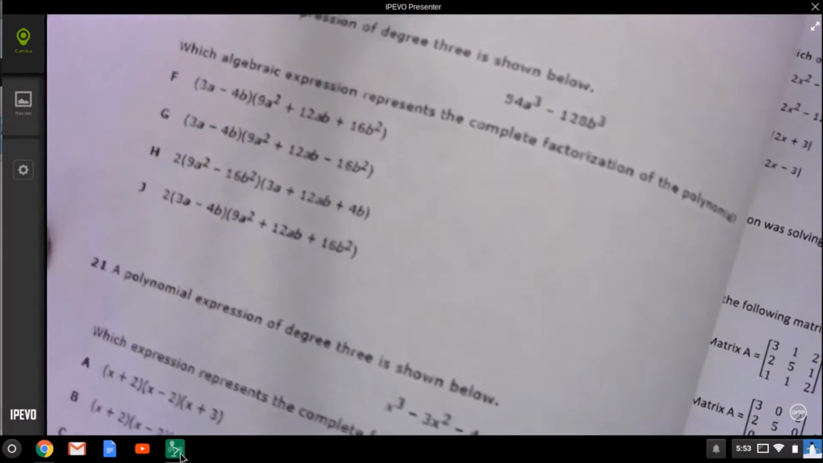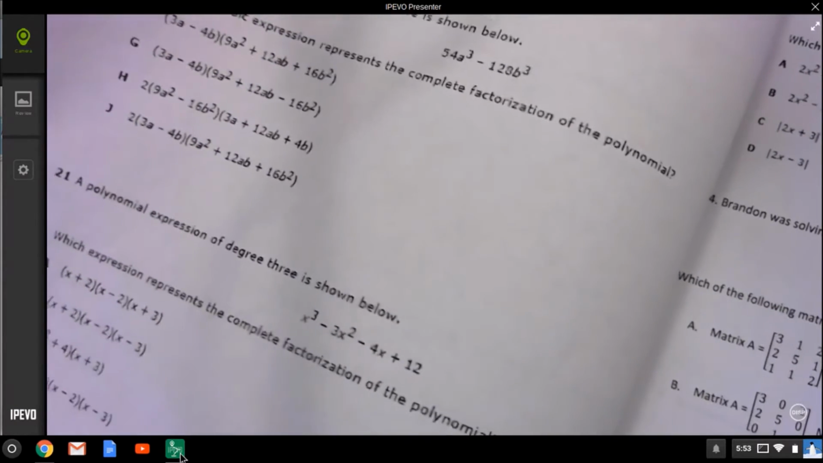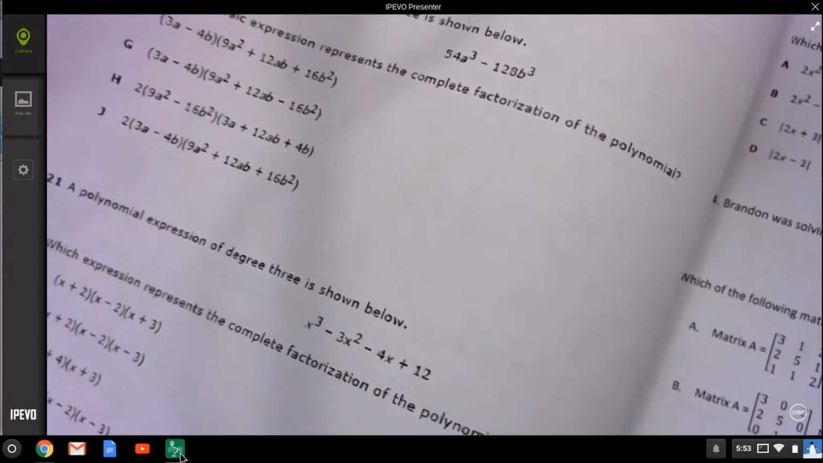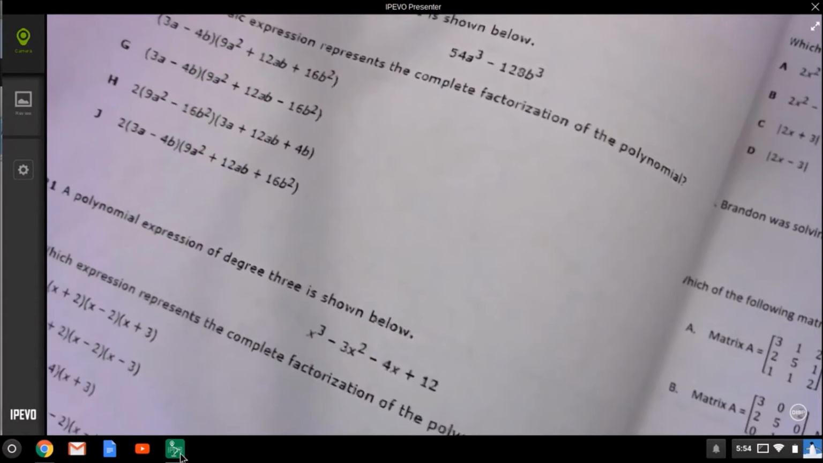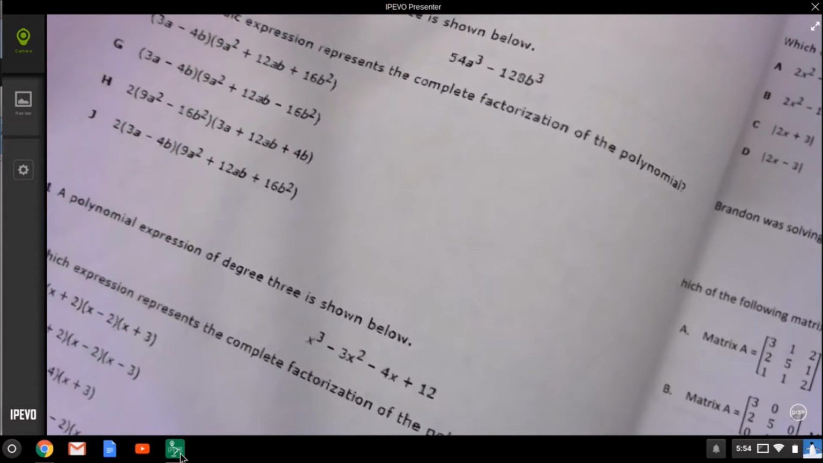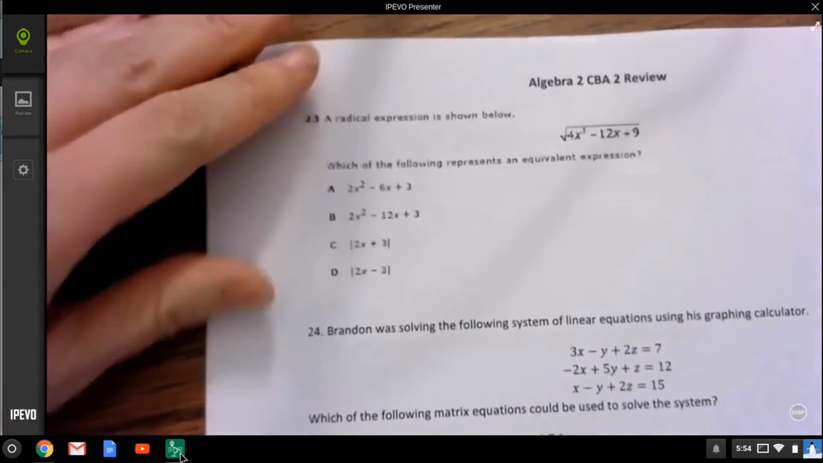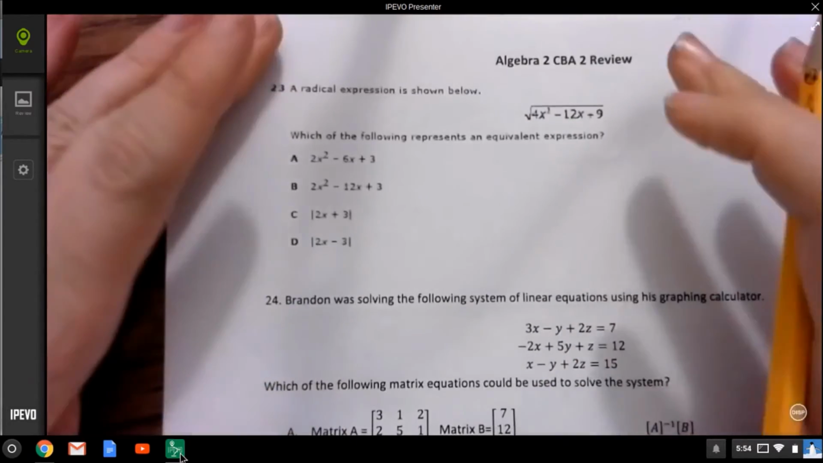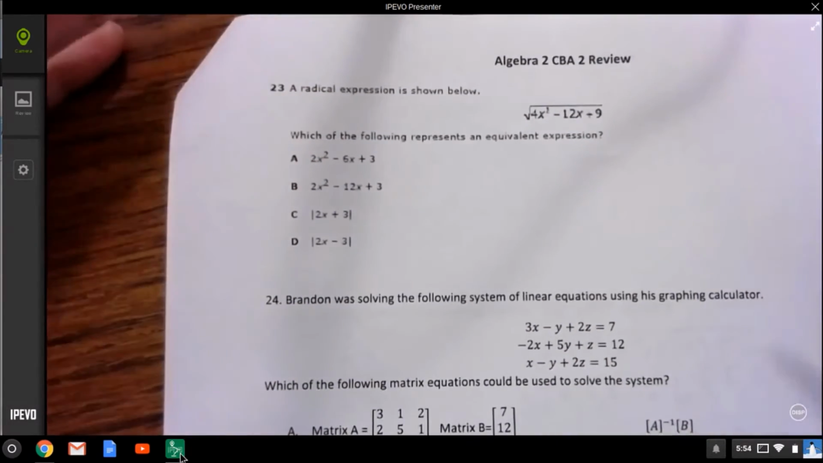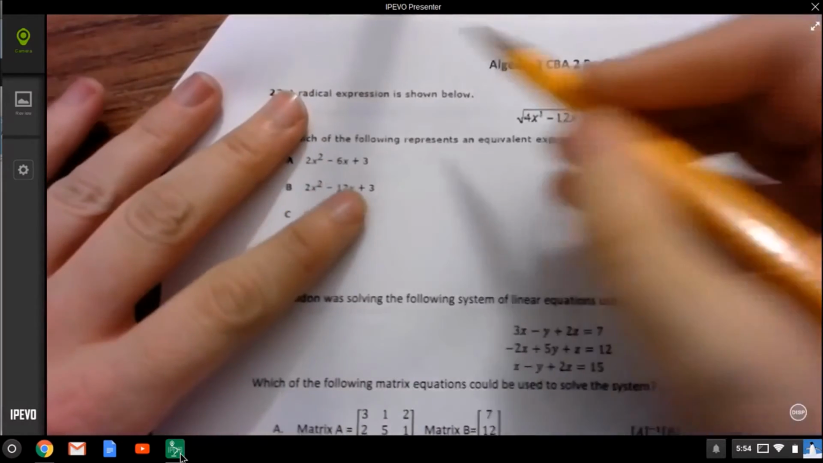So 16 through 22, even 23, honestly, are like this. So in fact, let's go to 23 next. 23 looks a little strange, and there's not one on the CBA that's exactly like this, but it's about roots and factors, so let's just do it.